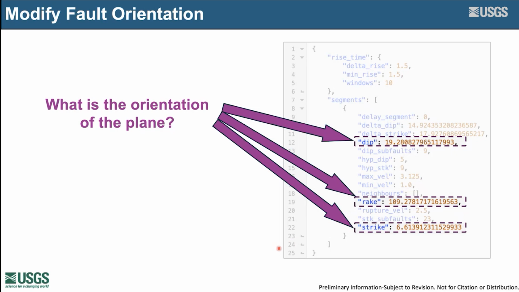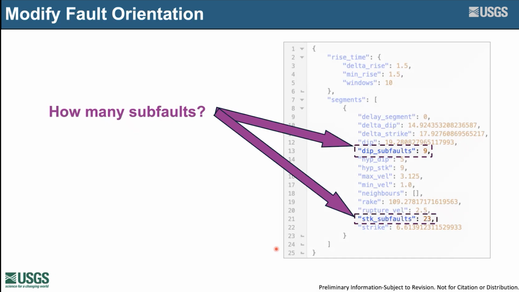And I'll also note that the rake is allowed to vary. This is just an average, a target average rake that the model is shooting for. How much it can vary is denoted in a separate JSON file that I'm not going to talk about today. Usually the value doesn't need to be changed. Sometimes for very complex ruptures, it does need to be adjusted.